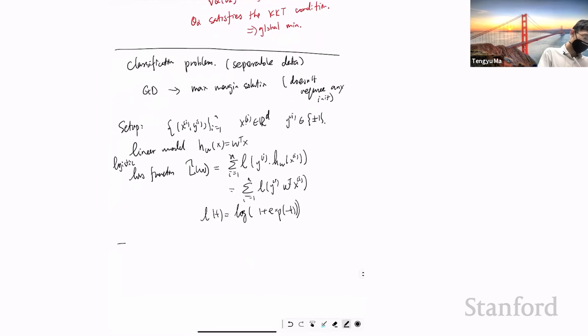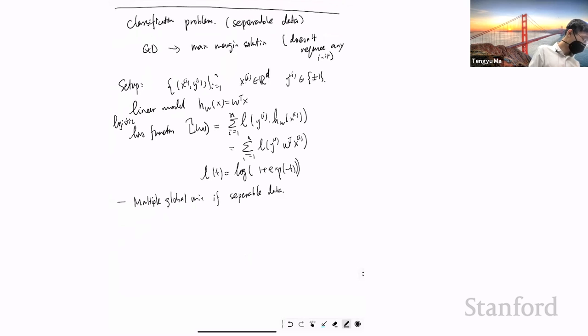The first thing, to get some intuition: first of all, we have multiple global minima if the data is separable. This is a premise for any implicit regularization effect. If you only have one global minimum and you can converge to it, there's no implicit regularization effect. But why are there multiple global minima? This is just because you can always have an infinite number of separators, unless in a very extreme case you happen to get stuck at exactly one.